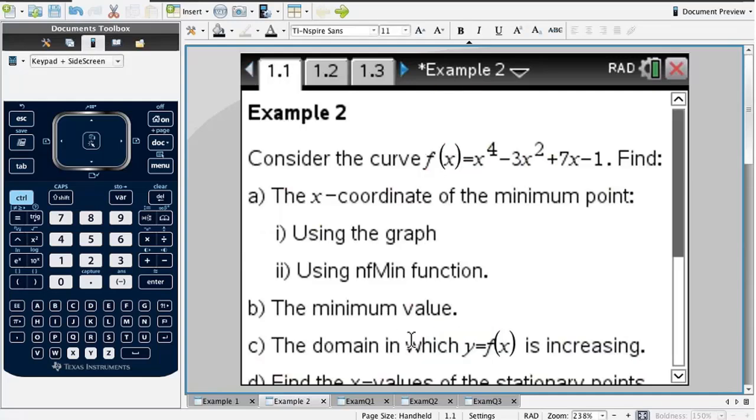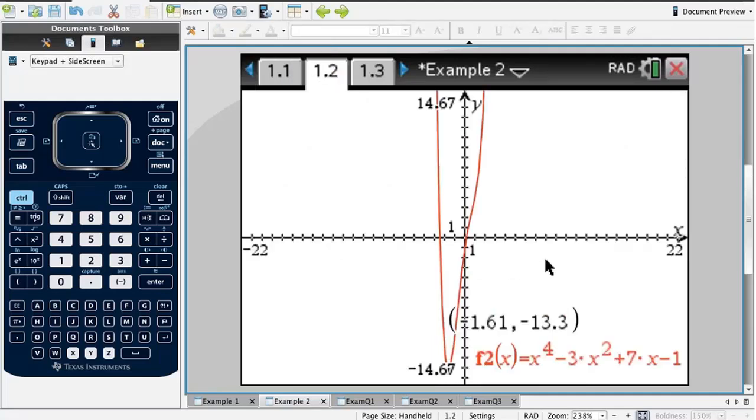So it's just important that students understand the difference. Okay, now the domain in which y equals f(x) is increasing. We can see that the function is increasing after the minimum point. So it's when x is greater than or equal to negative 1.61. So that's the domain.